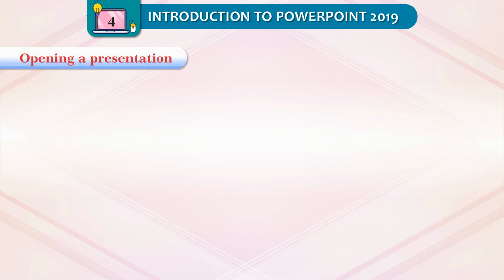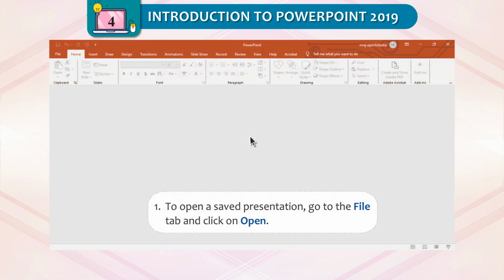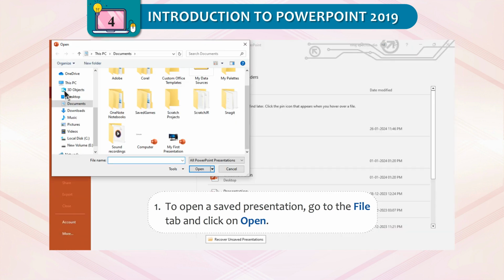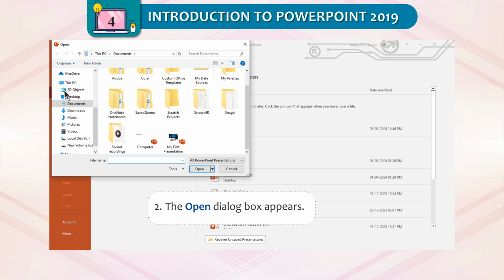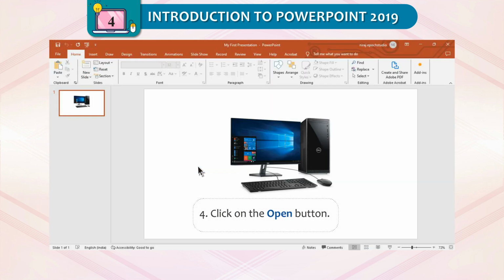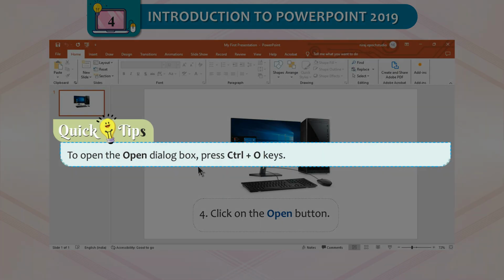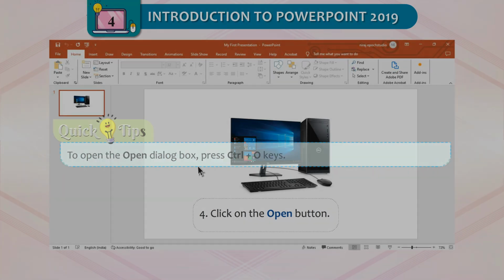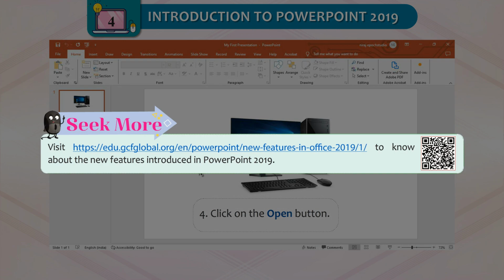Opening a presentation. 1. To open a saved presentation, go to the File tab and click on Open. 2. The Open dialog box appears. 3. Select the file you wish to open. 4. Click on the Open button. Quick tips. To open the Open dialog box, press Ctrl+O keys. Seek more. Visit to know about the new features introduced in PowerPoint 2019.